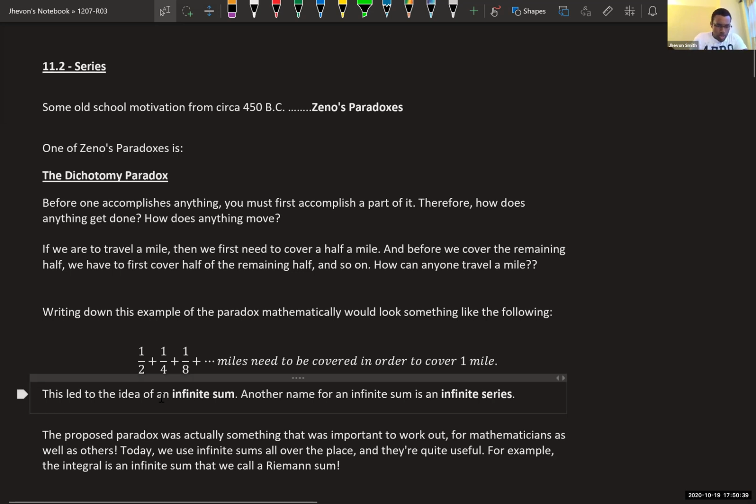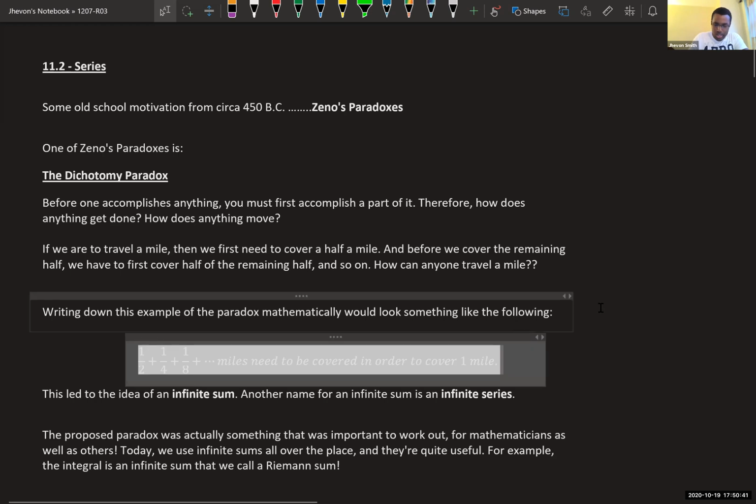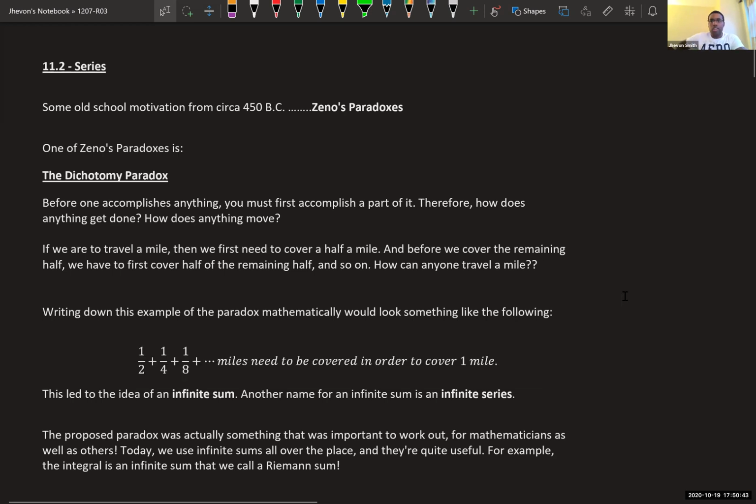If you look at this equation right here, you'll see that how he's conceptualizing walking a mile is: you walk a half a mile, plus a quarter of a mile, plus an eighth of a mile, plus a 16th of a mile, plus a 32nd of a mile, plus a 64th of a mile, et cetera, going on forever. And so he's like, well, to be able to walk a mile, essentially you have to be able to add up an infinite number of distances. That's impossible. How does anything actually get done?